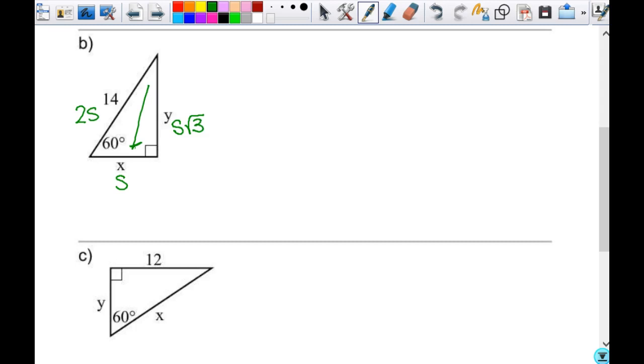Okay. So now I'm going to set up my equations. I have 2s equals 14. I have y equals s square root of 3. And I have x equals s. All right, so two variables, one variable here. So it's not solved for me, but it's really not that big of a deal. What does s equal? 7.